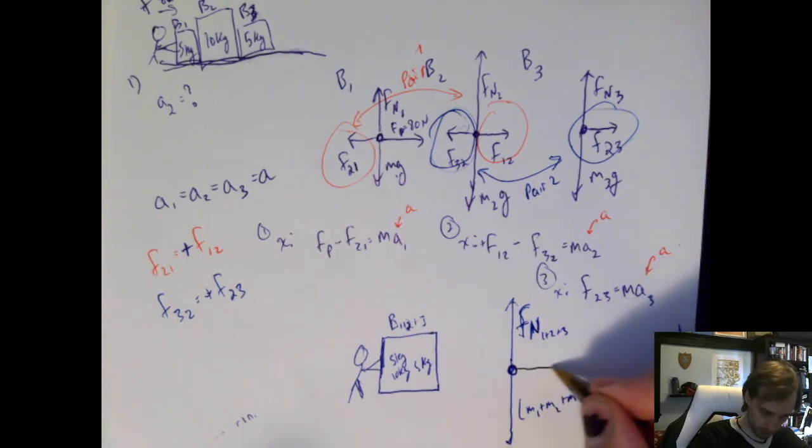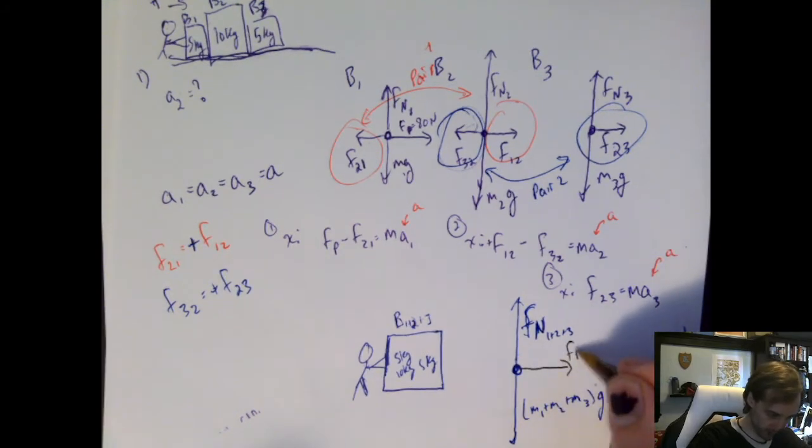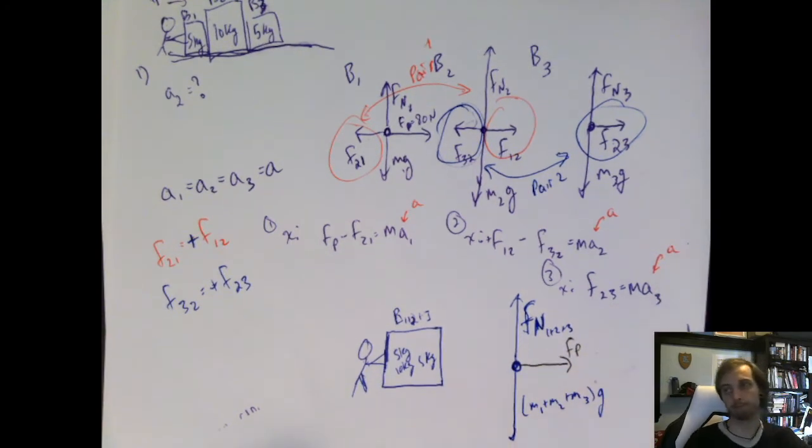So in particular, we've got that 80 Newton force from the person going to the right. That's it. The only thing pushing all three boxes, if you think of them as one unit, is that person.